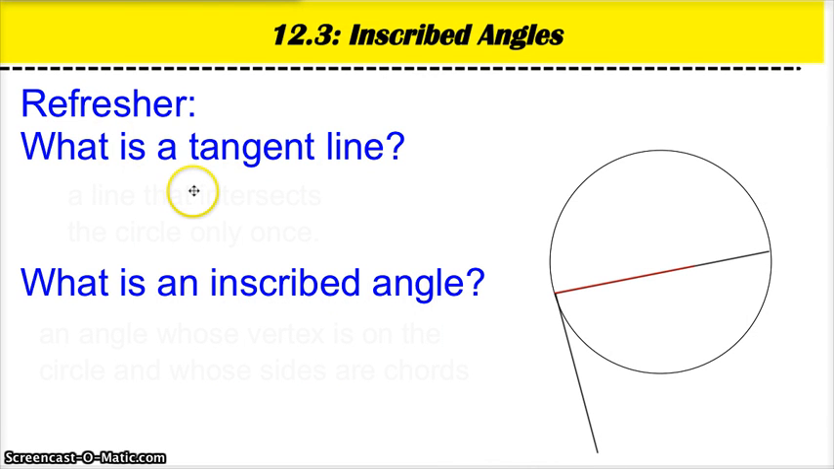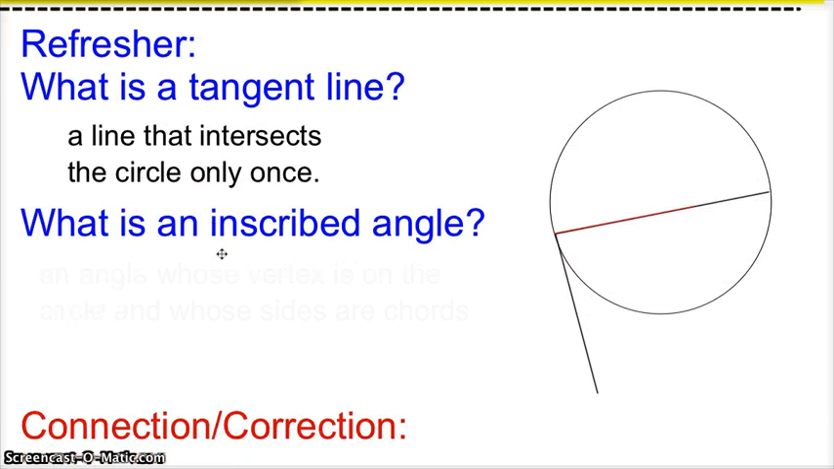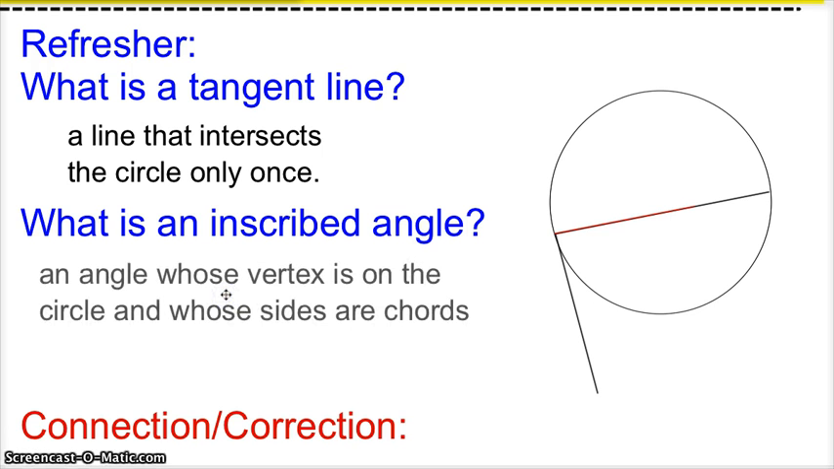Refresher, what is a tangent line? We discussed this in section 12.3. A tangent line is a line that intersects a circle only once. What is an inscribed angle? An inscribed angle is an angle whose vertex is on the circle and whose sides are chords.